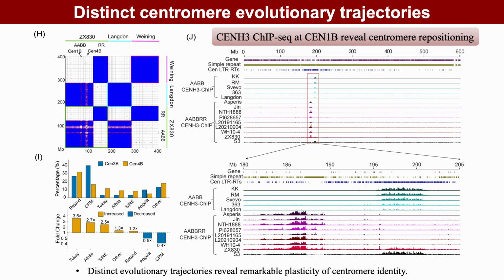For example, CEN4b mainly experienced repeat turnover, whereas CEN1b underwent centromere repositioning. These findings demonstrate remarkable plasticity of centromere identity during long-term evolution.